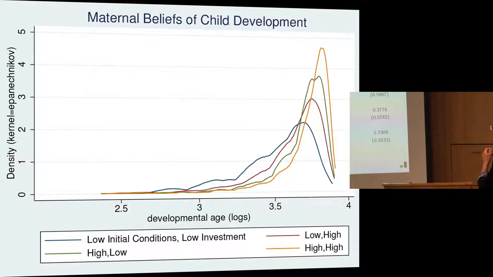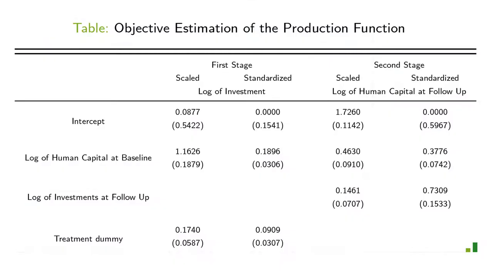But let me give you a sense of the difference between the objective estimated production function versus what the typical parent believes the production function is going to be. So this is an easy estimate to do. It's basically the stuff that I did with Heckman and Shenock, but here it's a little bit easier just because it's only one period, and we have a very strong instrument, which is the treatment, a random assignment to treatment versus control.